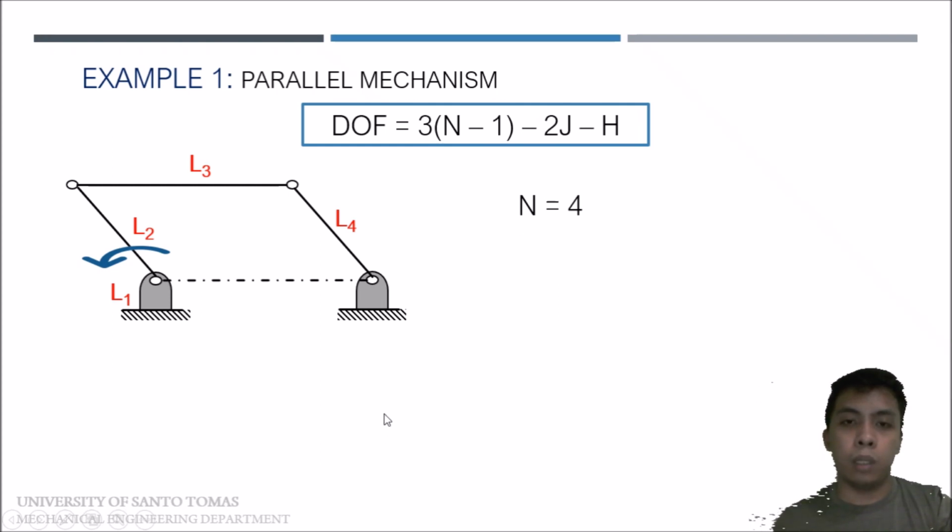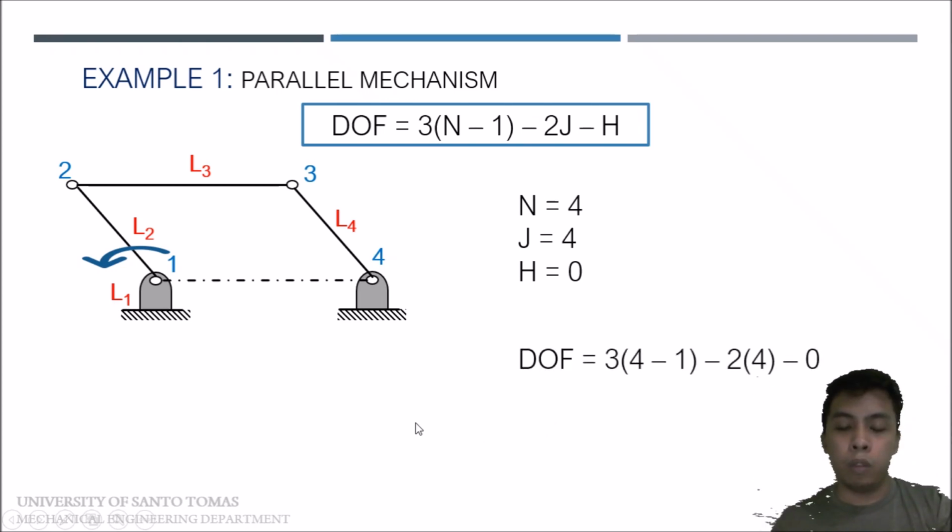Next, we will count the number of lower pairs in the mechanism. First, we have a revolute pair here, another revolute pair, another revolute, and lastly another revolute. So there are 4 revolute pairs in the mechanism. A revolute pair is an example of a lower pair. Next, the number of higher pairs in this mechanism is 0. Wala tayong meshing of gear teeth o kaya common follower dito. So our higher pair count is 0. Solving for the degrees of freedom, our DOF will be equal to 1.